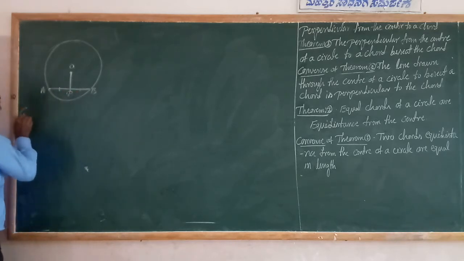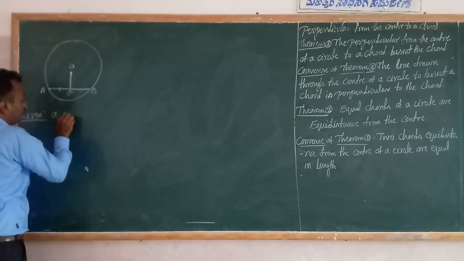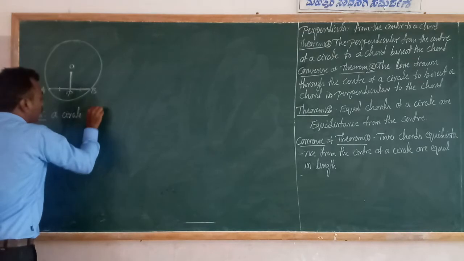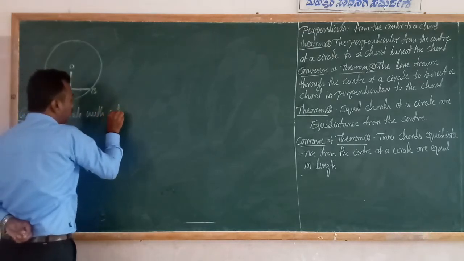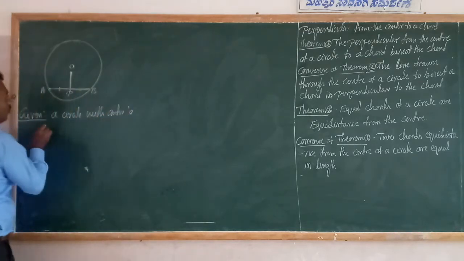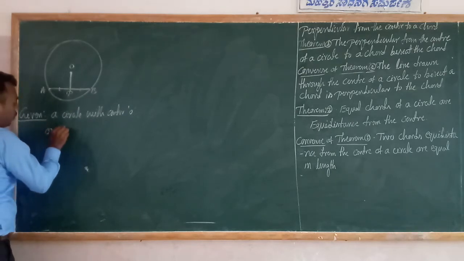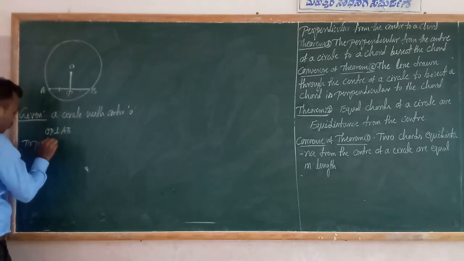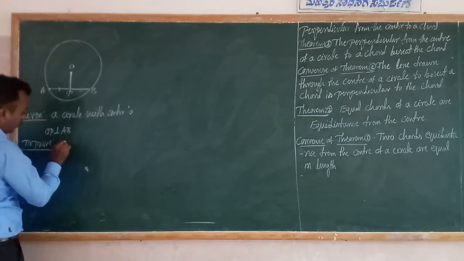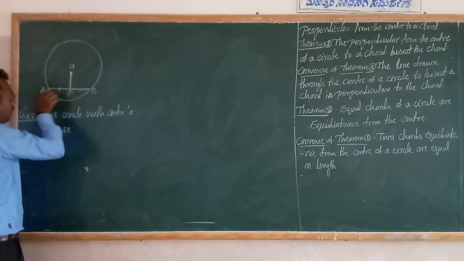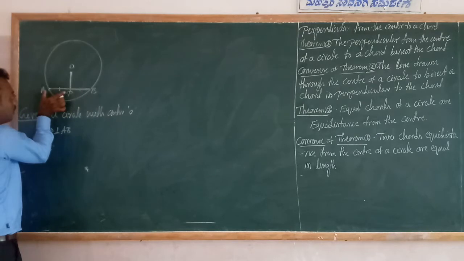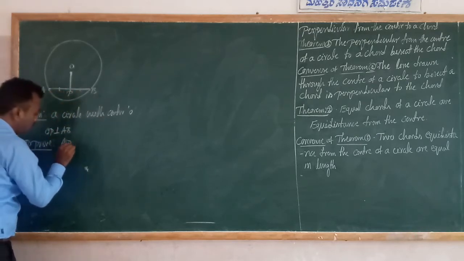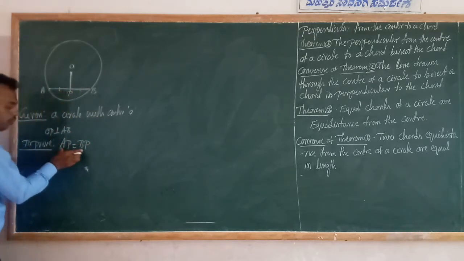So, given: a circle with center O, and OP is perpendicular to AB. To prove: what do we have to prove? That this perpendicular line bisects the chord. What is the chord? AB. AB is bisected into two parts, that is, AP and BP are equal. AP is equal to BP. That is what we want to prove.